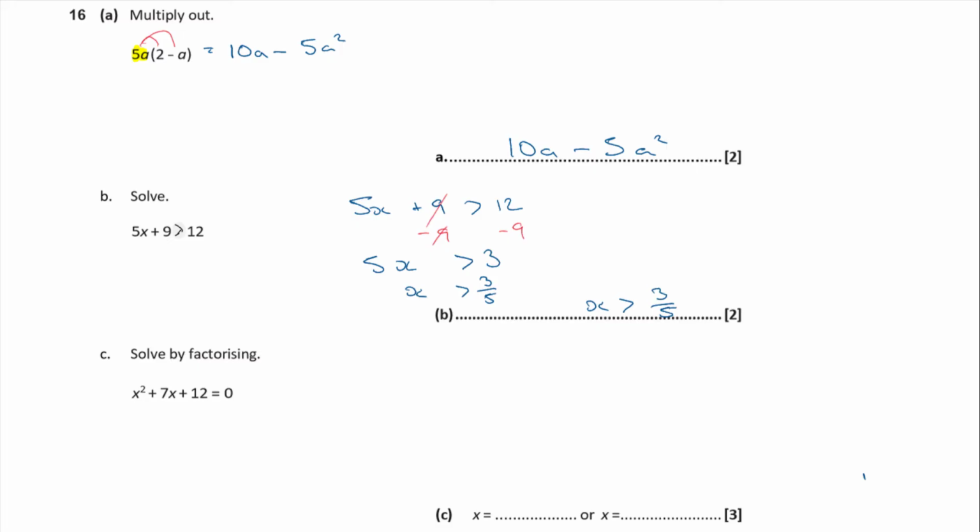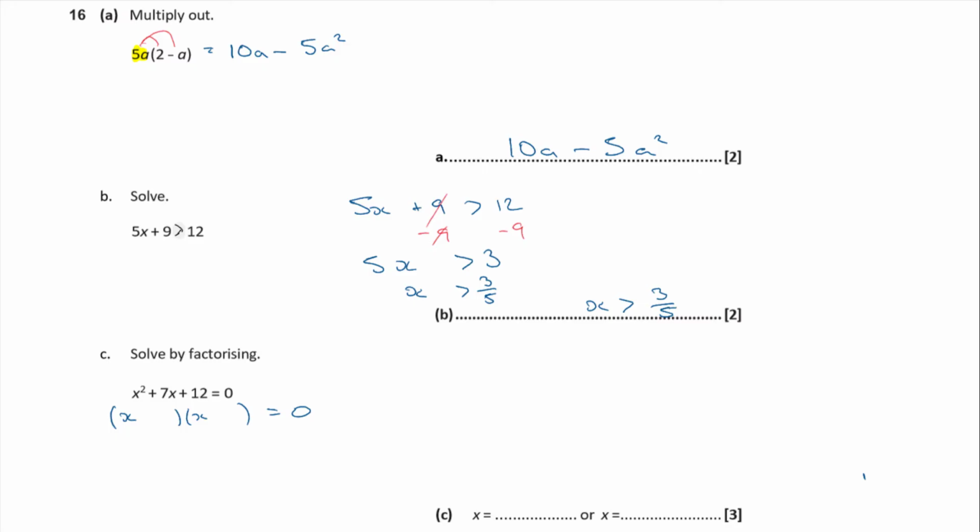Finally, I've got solve by factorising x squared plus 7x plus 12. Now I want to factorise this. It's going to go into two brackets like that, equal to 0. If it's got an x squared at the front, then I must get that by multiplying two x's together, like that, x and x.